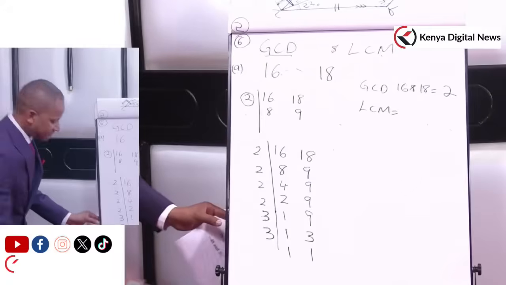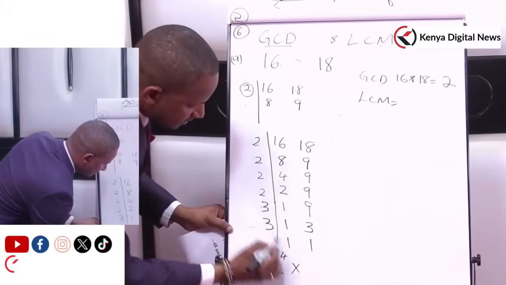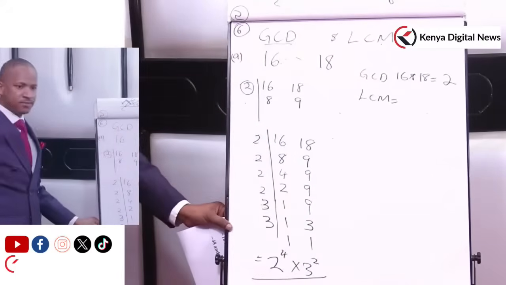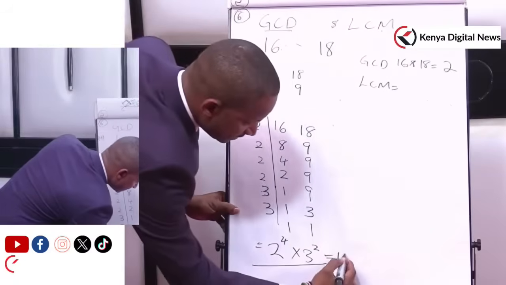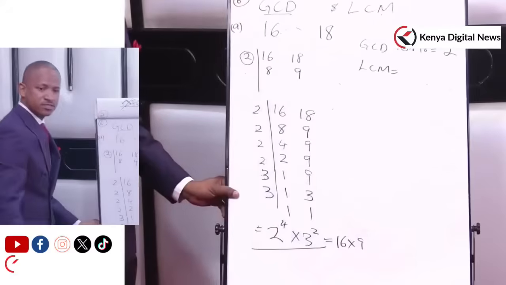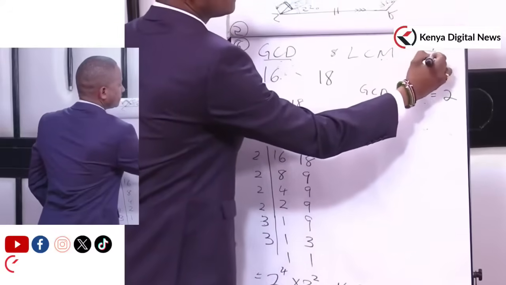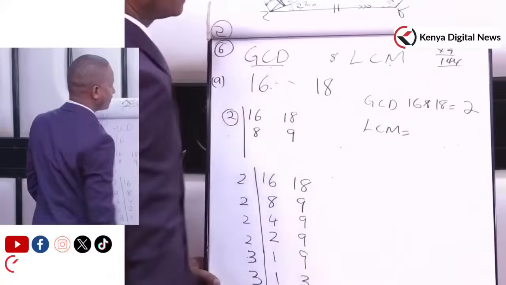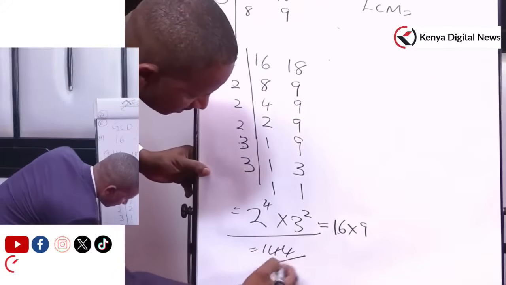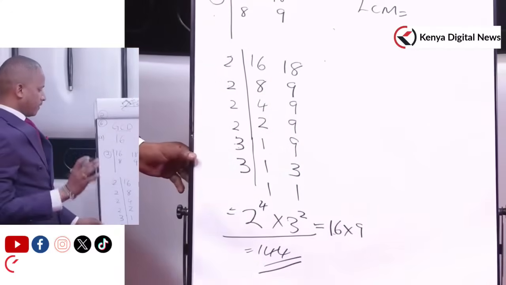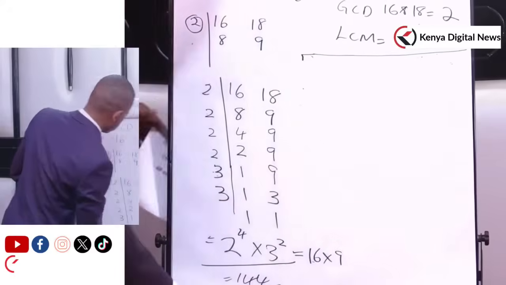So the factors that we have here are 2 raised to power 4 times 3 raised to power 2. This is the LCM. You leave it in this form, or you can just simplify it, which is simply 16 times 9. 2 raised to power 4 is 16. 3 raised to power 2 is 9. 16 times 9 is 144. So you leave it in this form, or you write it as 144. Both are correct. That is part A of this question. Part B of this question, let's just go to the next page.